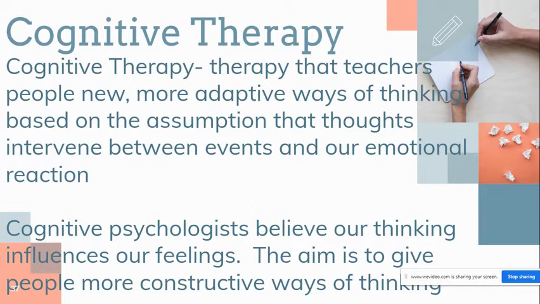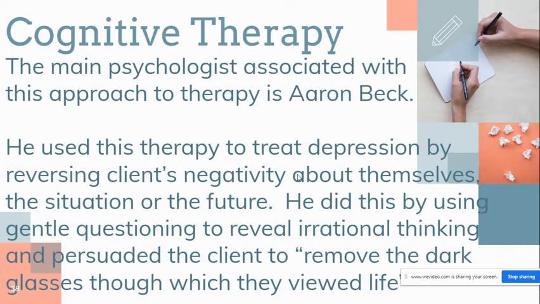You also have a lot of backstory on this because this was Unit 5, the cognition unit, with thinking and language, memory, and intelligence. So that's kind of where that goes. So it's therapy that teaches people new, more adaptive ways of thinking, and it's based on the assumption that our thoughts intervene between our events and our emotions. So these types of psychologists think our thinking influences our feelings. So therefore, if you can change the way we think, then you can change the way we feel, and you could maybe eliminate a psychological disorder.